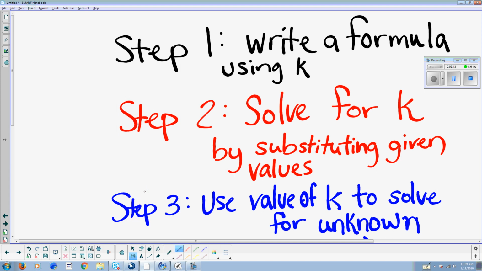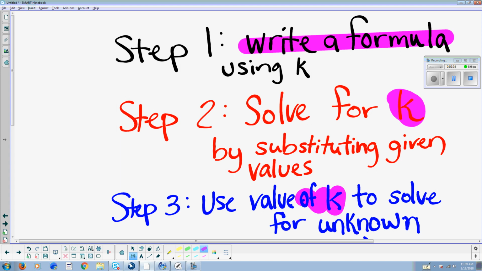So basically this is the way it will work. You will write a formula that is explained in the first part of the problem. Then you're going to have to solve for k. You got to figure out what does k equal by substituting in some given values. And last, now that you know what k is, you're going to use the value of k to solve for some unknown, which is solving the actual problem.